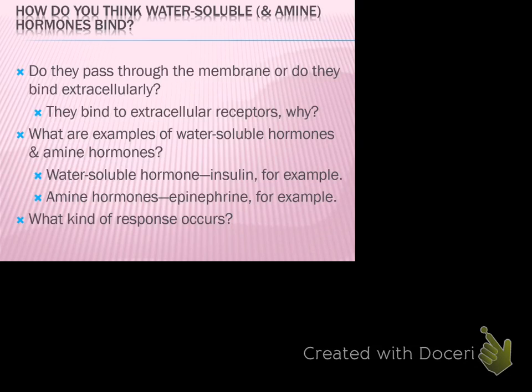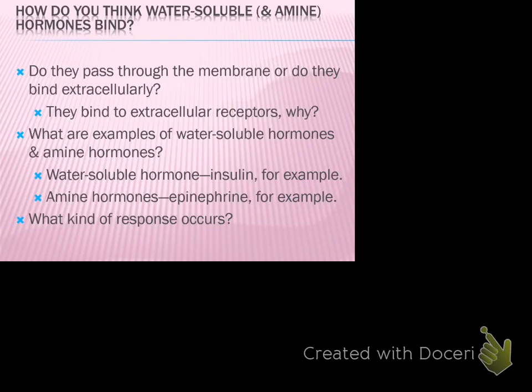Okay, so, all right. And then what kind of response occurs whenever these bind extracellularly? They're going to have the cascade where they bind extracellularly, there's some type of conformational response that causes the intracellular response to the conformational change, I should say. So that's really the review from last semester, the very last chapter of last semester.